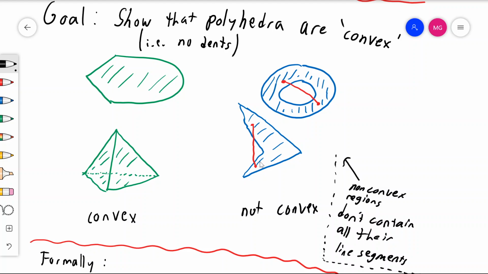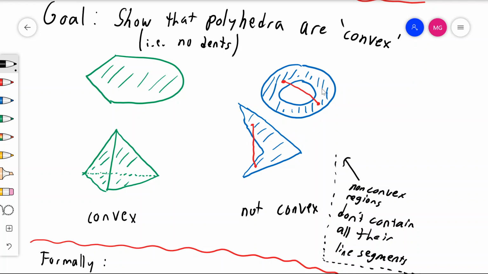We can formalize that a bit more by taking 2 points within the shape. I start at these 2 endpoints here, but when I connect them via the line segment, that line segment won't be entirely contained within this shape, because we have this dent, and so we can leave and then re-enter the shape, and since it's not entirely contained, that's what makes it not convex.